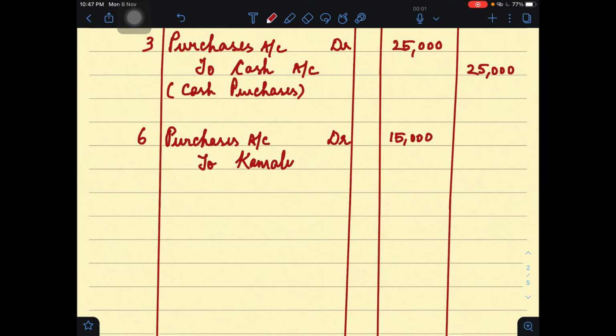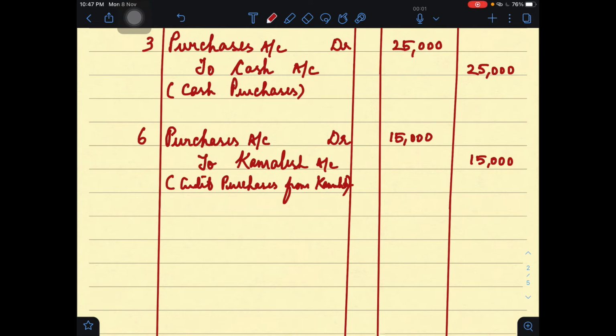So this transaction, being a credit one, does not involve cash at all. Just say this one as credit purchases. The previous one I wrote as what? Cash purchases. This one is credit purchases from Kamalesh. Let me just show in brief. This is how we will show purchases being debited, and because it's a credit transaction, we are crediting Kamalesh.